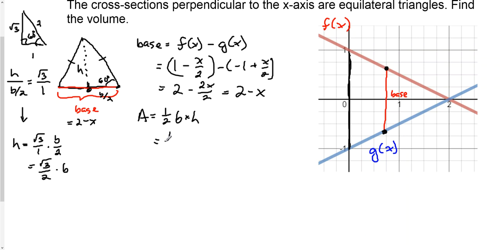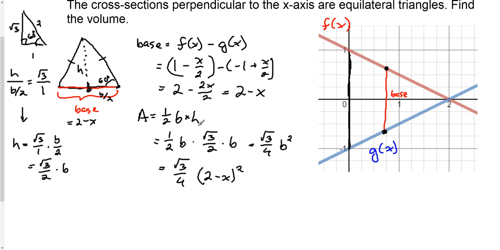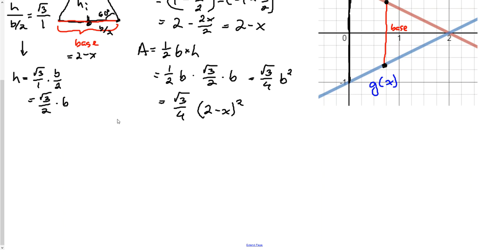So subbing that in over here, our area formula is 1/2 b times that expression for the height, root 3 over 2 times b, which is going to be root 3 over 4 b squared. Now we know what b is. b is just that expression we had for the base earlier. So this is going to be root 3 over 4 times 2 minus x, all squared. So we've got an expression for our cross-sectional area in terms of x.